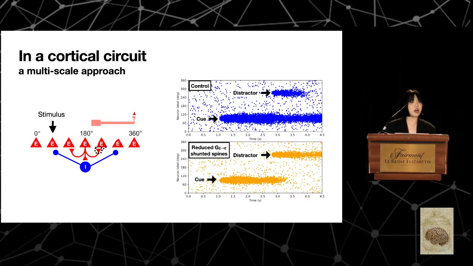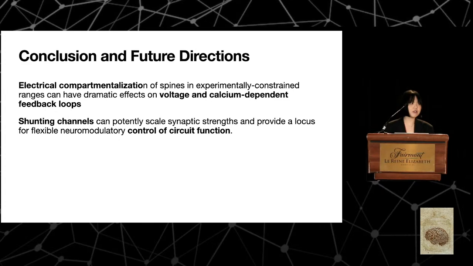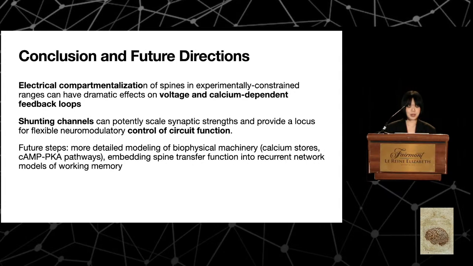So in conclusion, I talked to you about how electrical compartmentalization of spines in experimentally constrained ranges can have dramatic effects on voltage and calcium-dependent feedback loops. I also talked to you a bit about how shunting channels can potently scale synaptic strengths and provide a locus for flexible neuromodulatory control of cortical circuit function. And our future steps are really to do more detailed modeling of the biophysical machinery. This means more detailed modeling of the release of internal calcium stores, the cAMP-PKA signaling pathways, and also to embed this spine transfer function into recurrent network models of working memory.